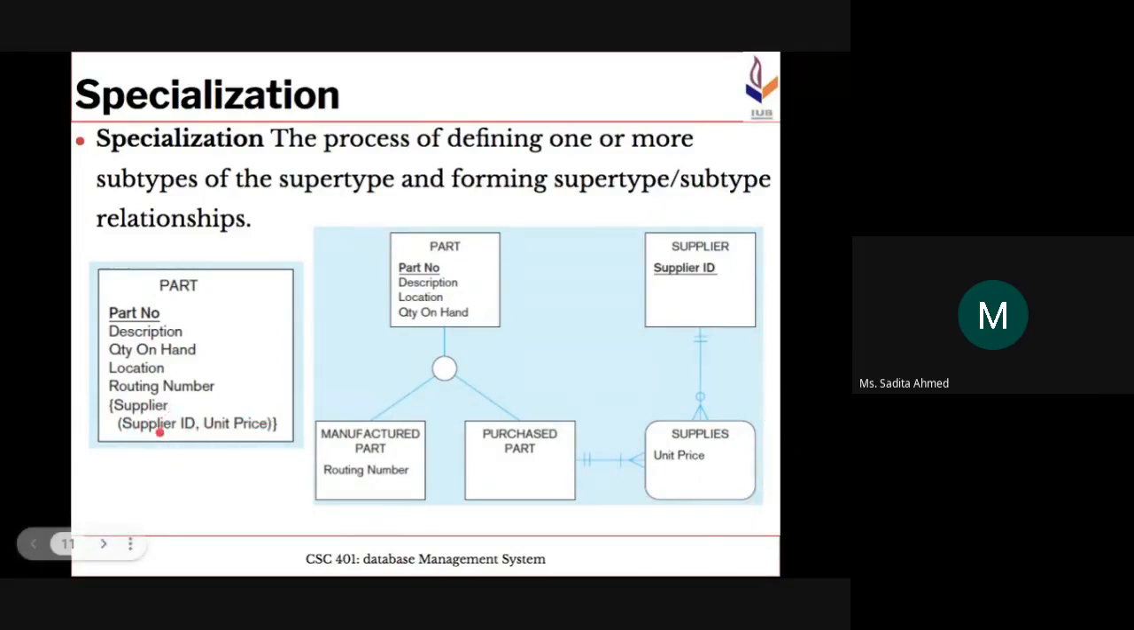So supplier ID is for a supplier, right? And the unit price is the price that the supplier is charging for the part it's supplying to the factory. So purchase part, a certain purchase part, the supplier is supplying the part and at what unit price. Right? Okay, so specialization, another technique that we can apply for creating supertype subtype relationships, as you can see here.